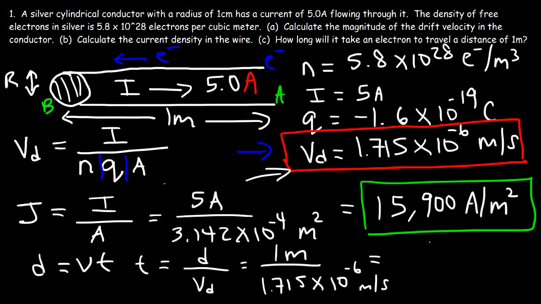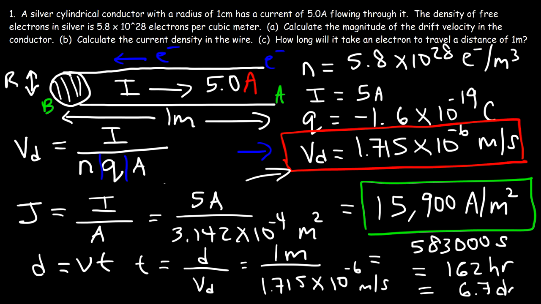And so this is about 583,000 seconds if you round it. Now approximately how many hours does that represent? So if we divide it by 3,600 seconds per hour, this is approximately, if you round it, 162 hours. Now if we divide that by 24 hours per day, it's roughly about 6.7 days. So it takes an electron a very long time to travel from A to B, to travel a distance of 1 meter in this conductor. 6.7 days is a long time to travel for a distance of only 1 meter.